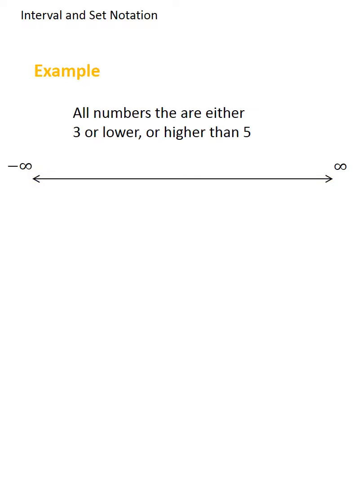Let's consider all numbers that are either 3 or lower or higher than 5, represented here. This set would include numbers like 3, -400, 1,000, 9, or 5.001. In set notation, we could simply write the set of all x such that x is less than or equal to 3, or x is greater than 5.